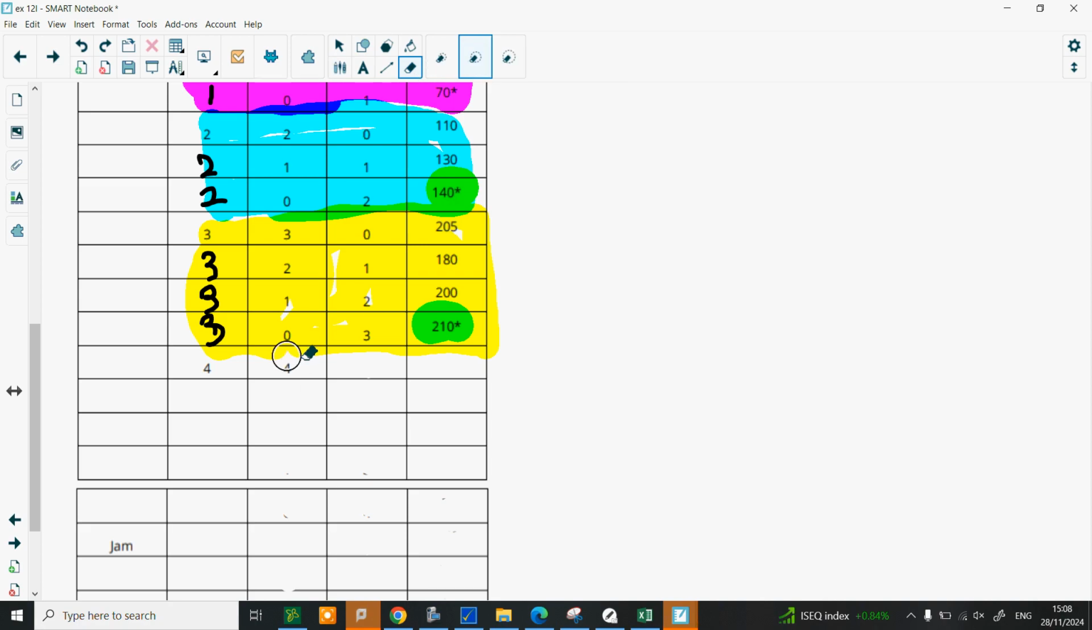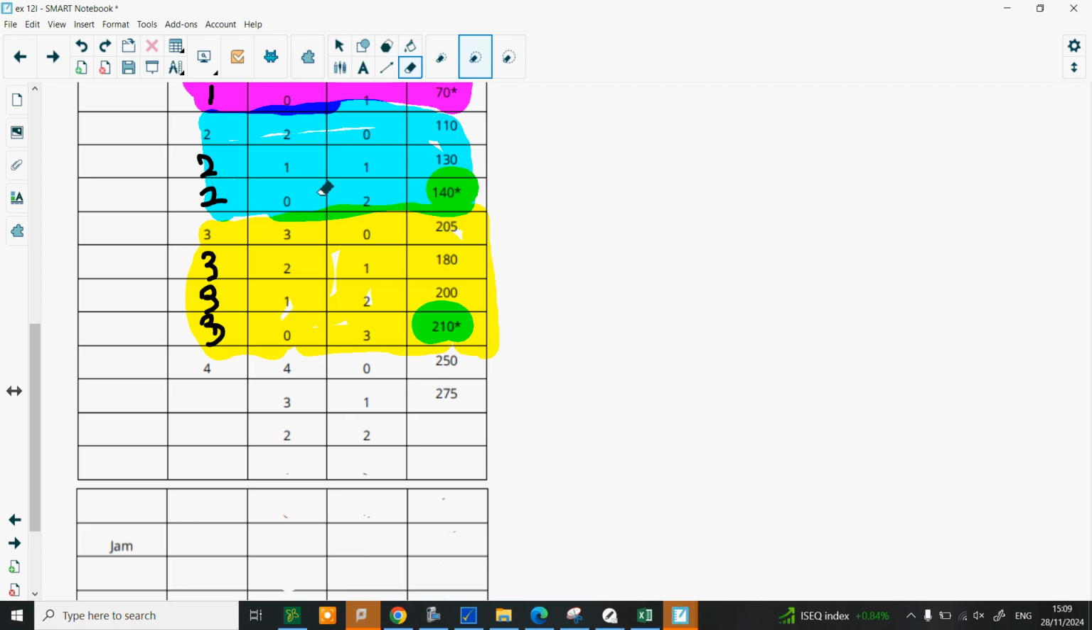Okay, 4. You can have 4 Cullises. How much is 4 Cullises? 4 Cullis? 250. How much is 3 Cullis? 205. 205 plus 1 raspberry. What do we think? 275. What about the next one? 2 Cullis, 2 raspberry ripples.